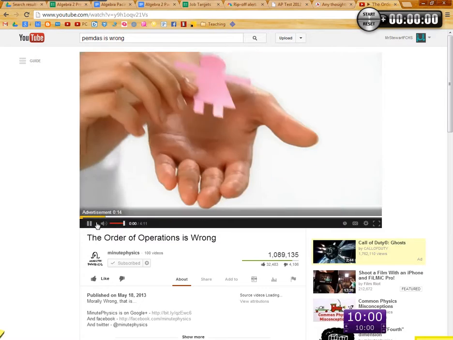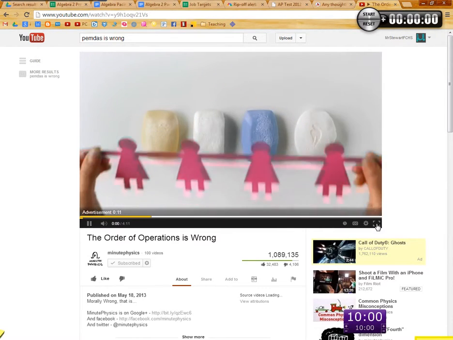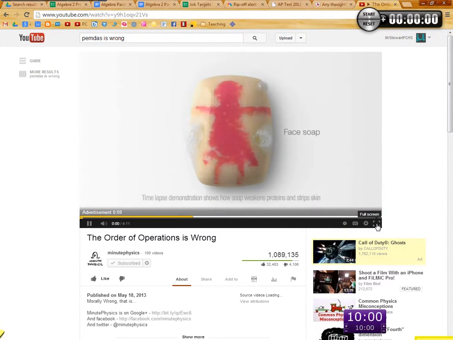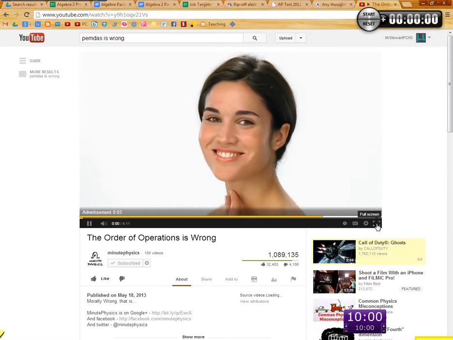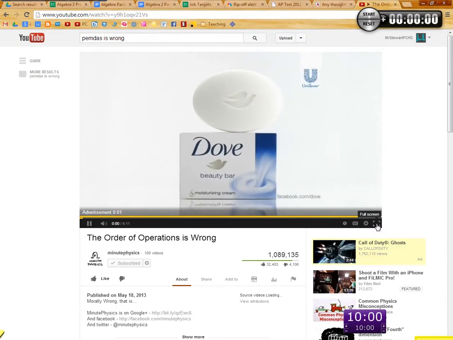This test beaker behaves like the surface of your skin. Now watch what soap does to it. Soap strips your skin. Dove is different. With 1/4 moisturizing cream, Dove doesn't strip your skin like soap.